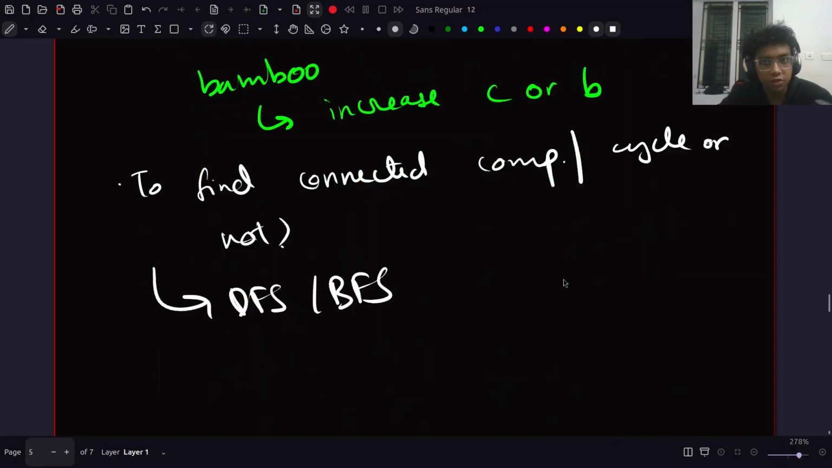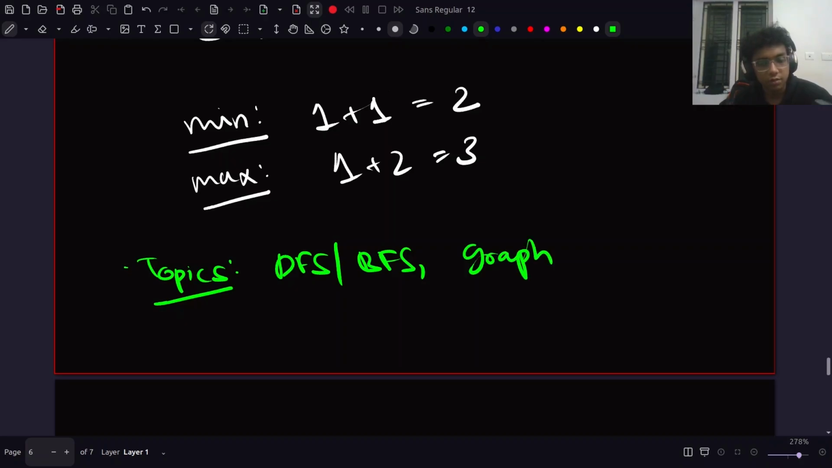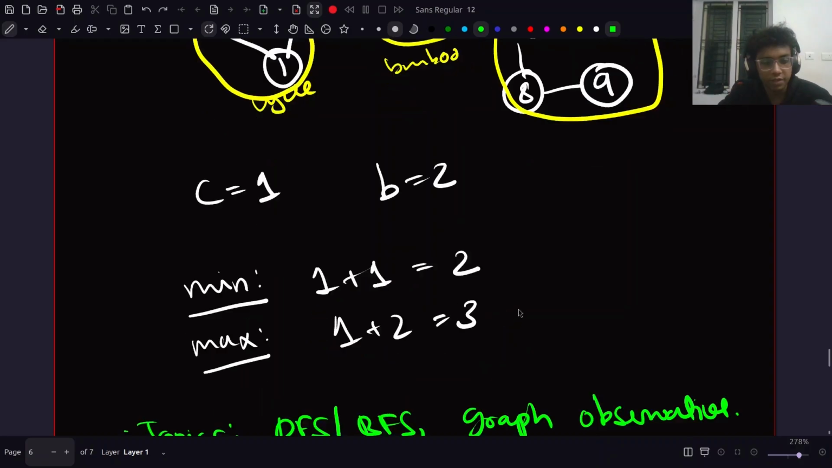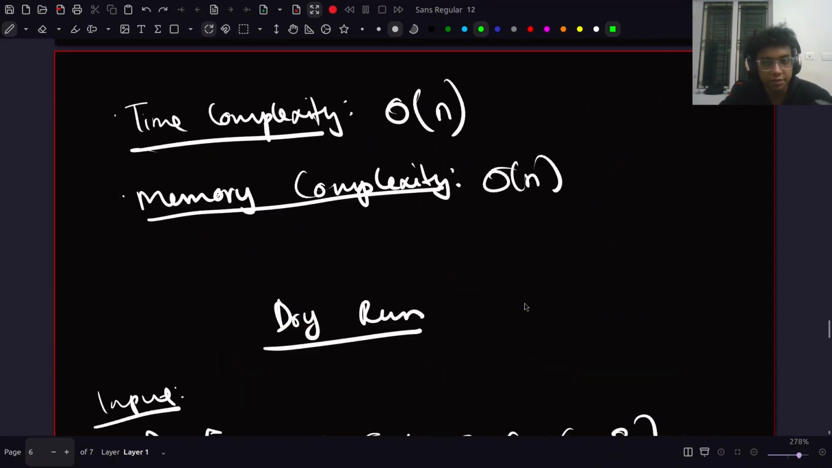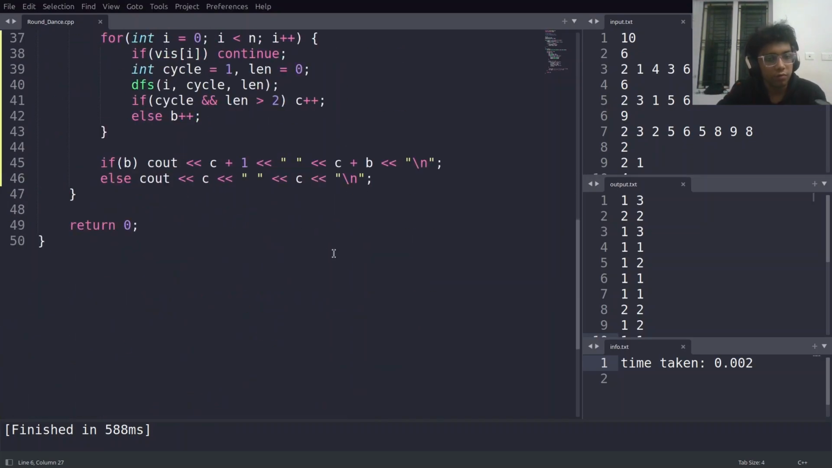If you struggle with this question, then here are the topics you need to focus on. The topics were DFS, BFS, graph observations, and maybe a bit of constructive skill or a greedy skill basically, to know that this is how we minimize and this is how we maximize, right? So we need some basic constructive ideas. All right, that's about it. Let's just go through the code. Like, we've already gone through the code.